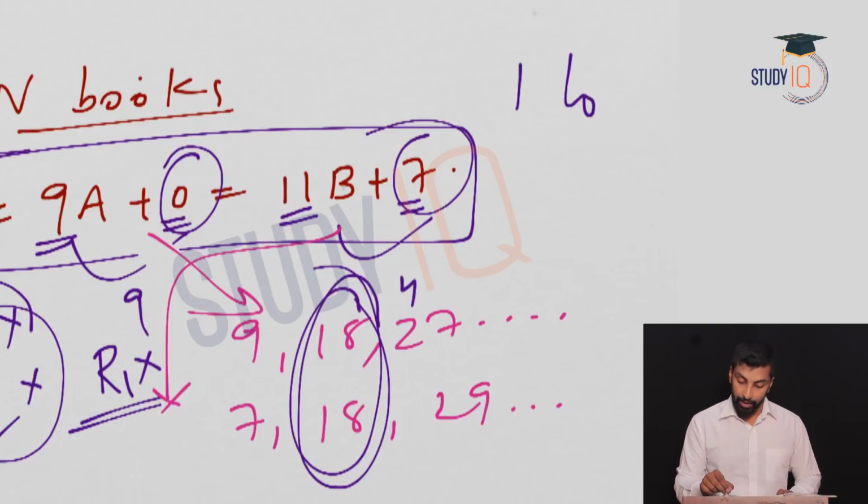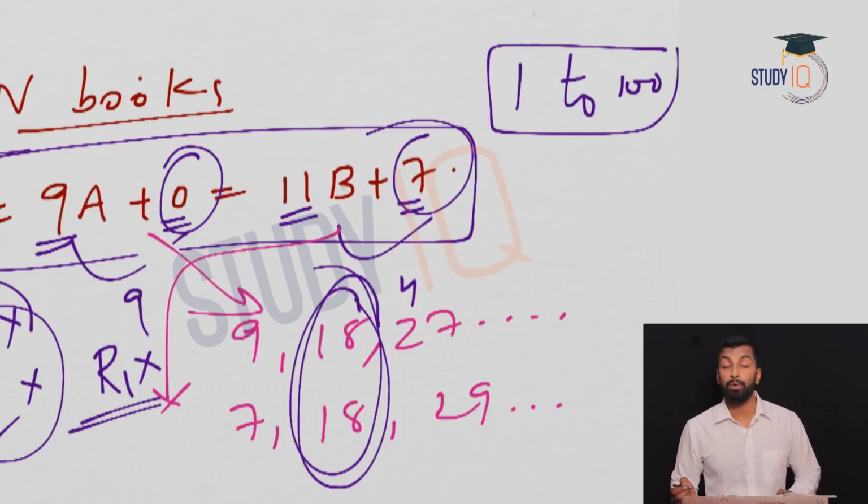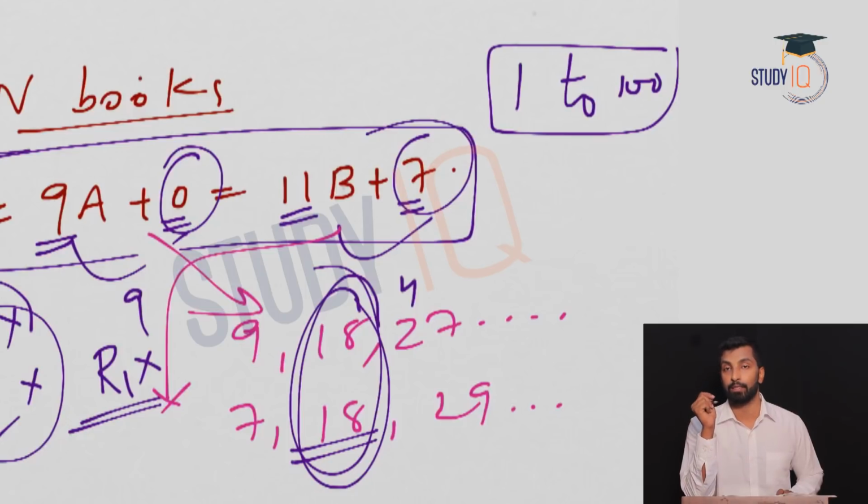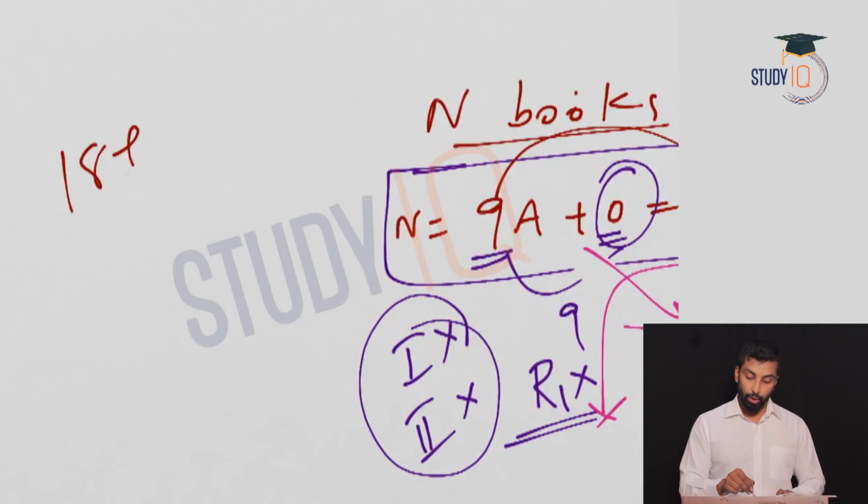Let's say 1 to 100. Just a simple question: 1 to 100, how many numbers are there? So how will you find the answer? First number is 18. What will be the next number? That's the most important part. The next number will be the LCM of the divisors. You need to add it. What is the LCM? 99. You need to add 99 to the first number. 18 plus 99 will be 117.